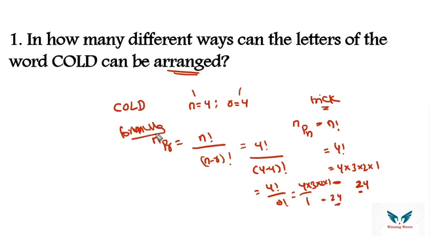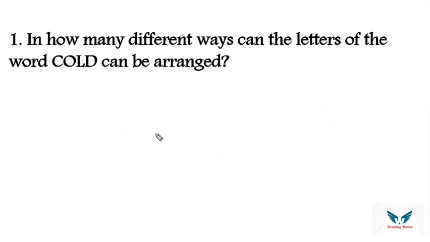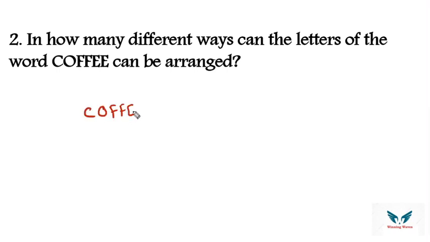Then let me take you to question number 2. Look at this question. In how many ways can the letters of the word coffee be arranged? Coffee, C-O-F-F-E-E. So in coffee, the total number of letters is 6. And if you look specifically, 2 letters are being repeated. So F and E are repeated.